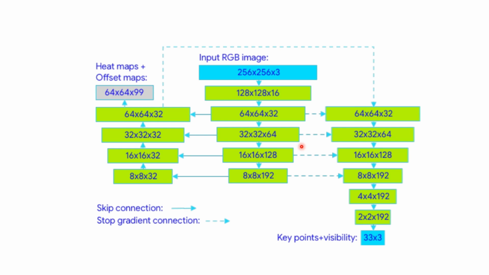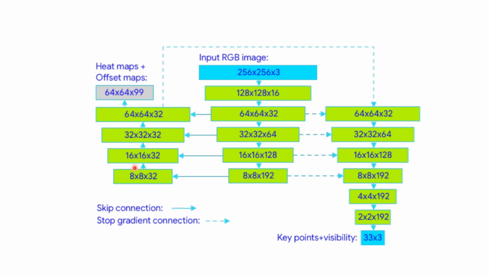The architecture consists of two main components: a heat map-based encoder-decoder network and a regression-based encoder. It starts with an RGB input image, processing it through inverted residual blocks to reduce spatial dimensions while increasing channel depth, capturing essential features.